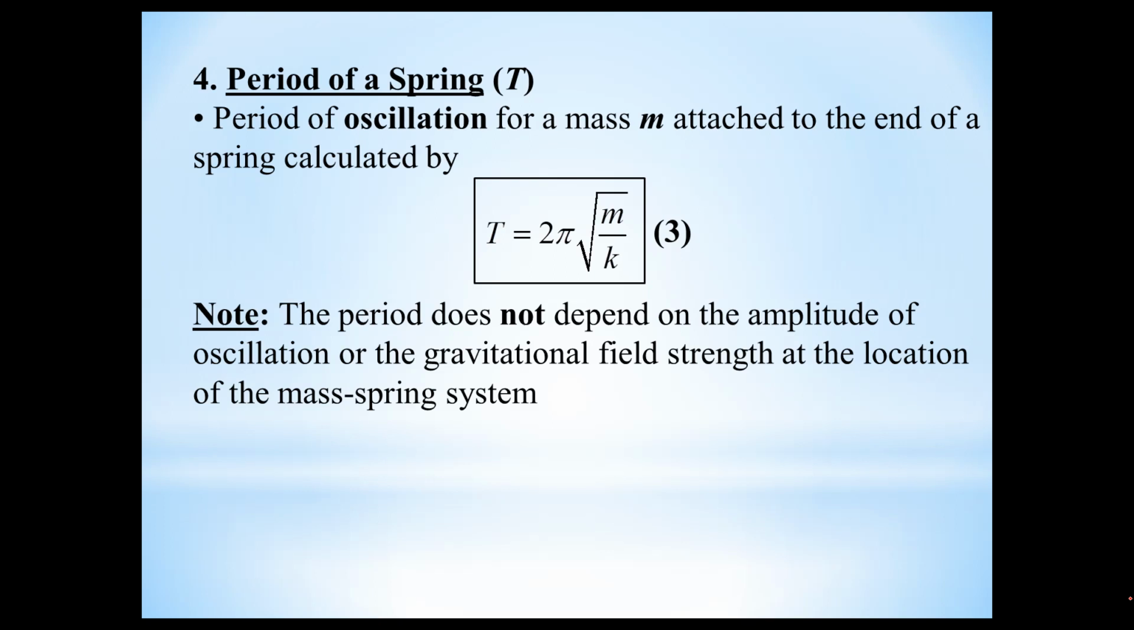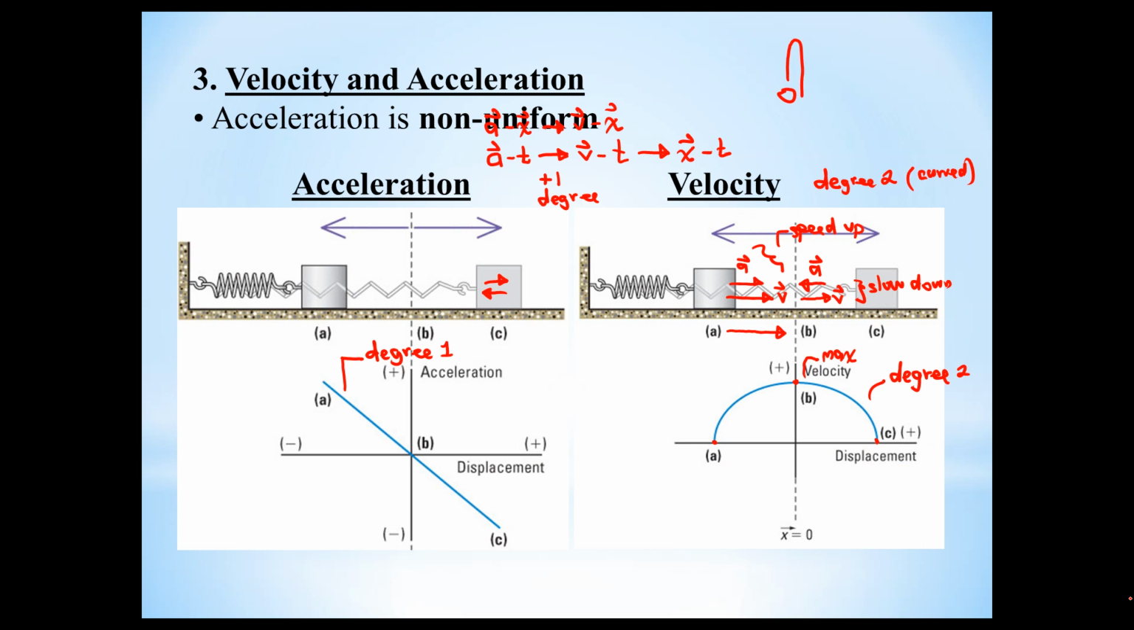One thing to make note of is that the period does not depend on the amplitude of oscillation or the gravitational field strength at the location of the mass-spring system. Okay, let's go back and let's try to explain what's going on with all these variables here by looking at an actual illustration. I'm just going to get rid of all this ink on the page here.